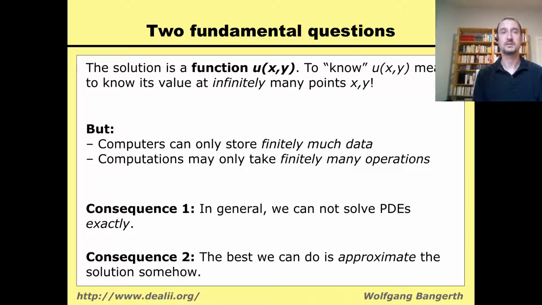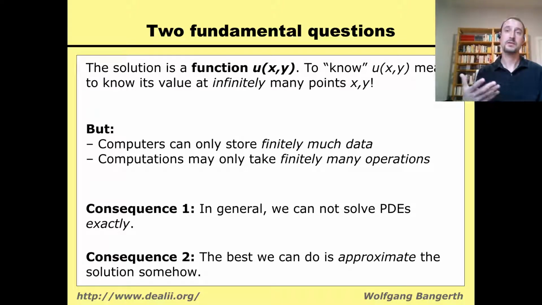It requires us to represent a function that has infinitely much information, and that is something that we cannot do. And the second consequence is that the best we can do, the best we can ever hope to do with partial differential equations is that we approximate the solution somehow. So approximate means maybe I don't get the exact solution, or I cannot represent the exact solution, but I can come close. I can find a function that is close to the exact solution.